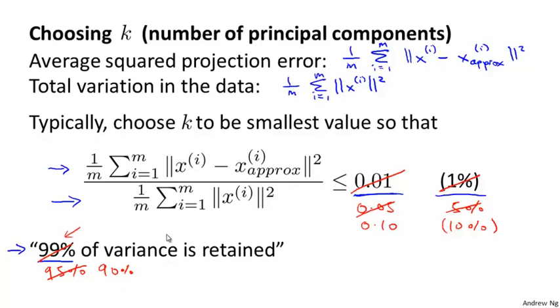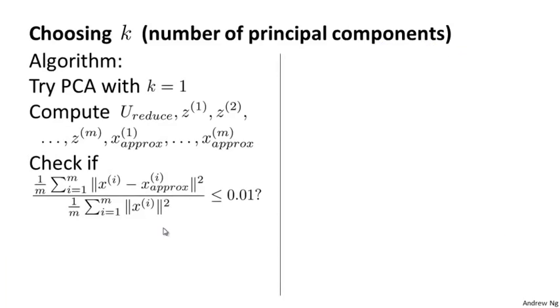So how do you implement this? Well, here's one algorithm that you might use. If you want to choose the value of k, we might start off with k equals 1, and then we run through PCA. So we compute U reduce, compute z1, z2, up to zm, compute all those x1 approx and so on up to xm approx, and then we check if 99% of the variance is retained.